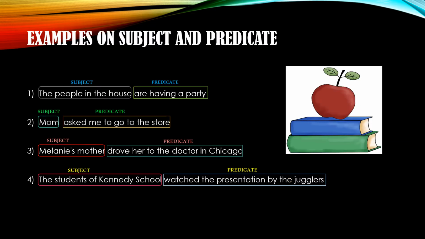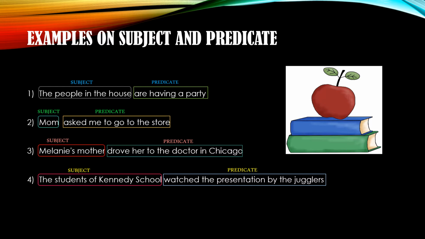So these are some examples of subject and predicate. First, the people in the house are having a party. The subject here is the people in the house and the predicate would be are having a party. You may ask, why can't the people be the subject and in the house are having a party be the predicate? You see, what is the meaning of predicate? A predicate is something that tells something about the subject. So the subject here is the people in the house. We want to tell something about the subject, which is are having a party. So the predicate here is are having a party.